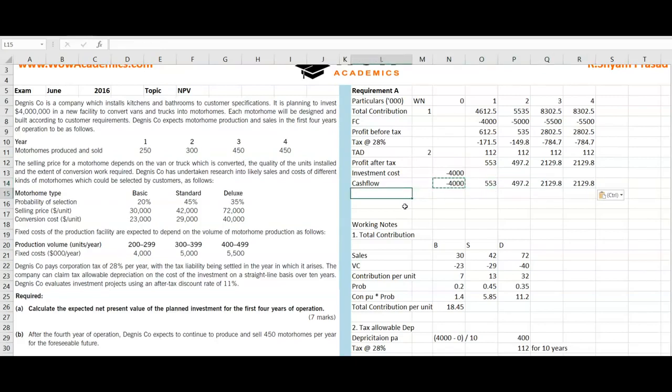Then we'll have to find out the discount factor at 11%. So for the 0th year, it will always be 1. For the first year, it will be 1 divided by 1.11. So take that and do it for the rest of 4 years. So the next step is we'll find out the DCF. So DCF is just a multiplication from cash flow into the discount factor, and do it for 4 years. You got it. And finally add them together. You will get your NPV.